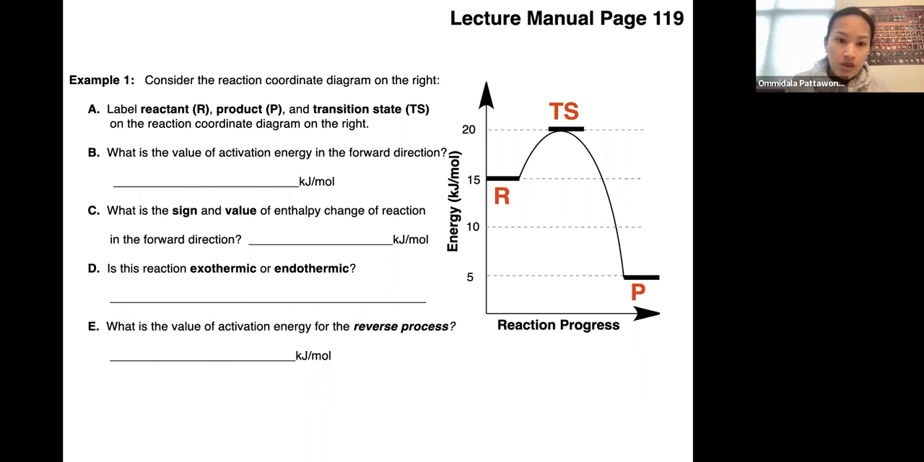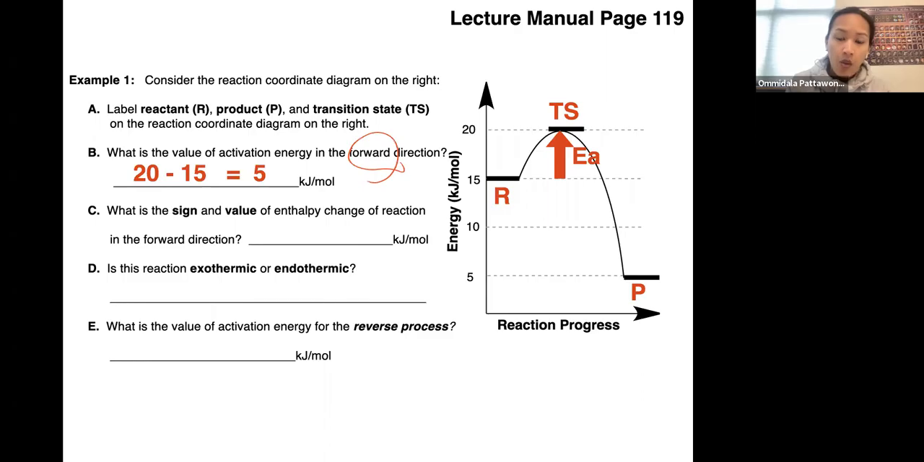Okay, so if you want to know the activation energy, you need to calculate the energy difference between the top of the mountain, which is the transition state, and the reactant. So in this case, we are looking at the forward direction, and it's going to come out to be 5 kilojoule per mole.